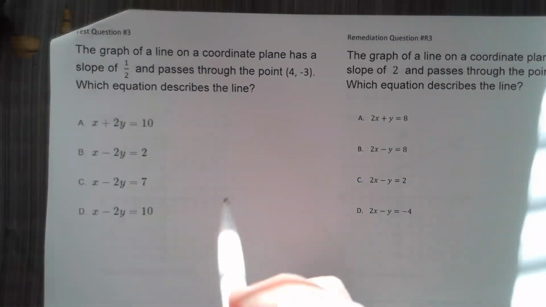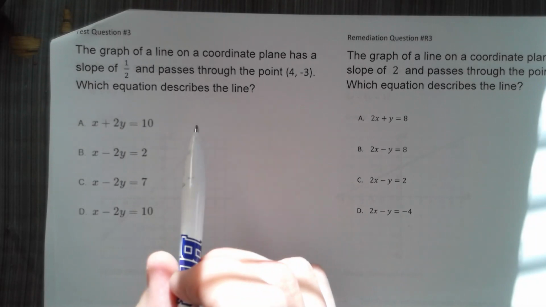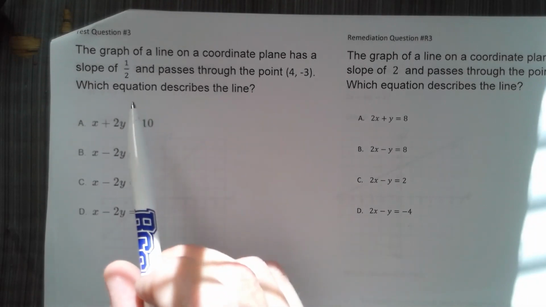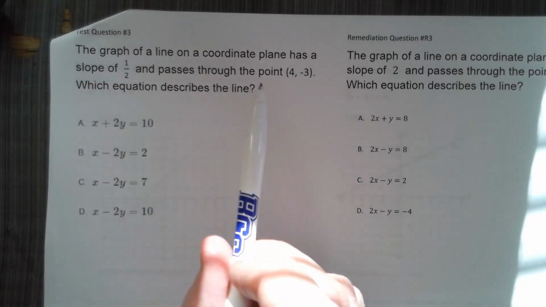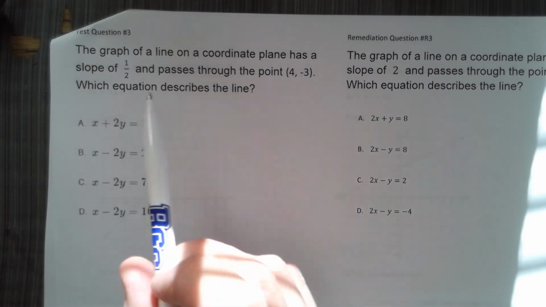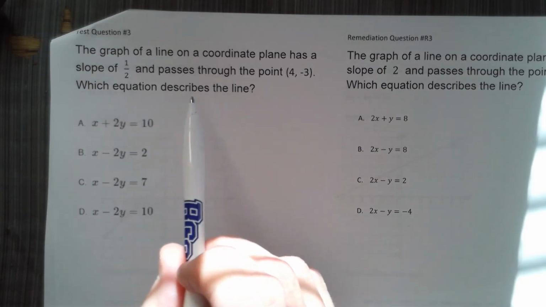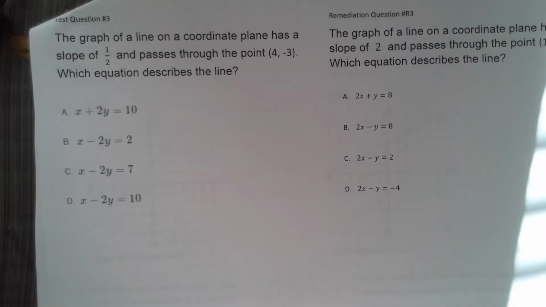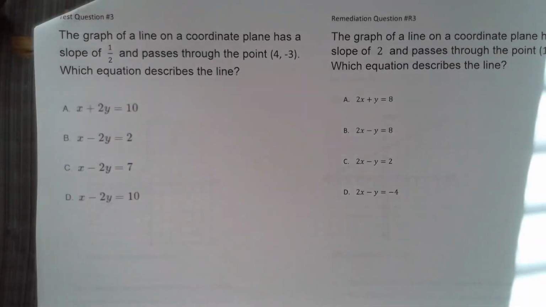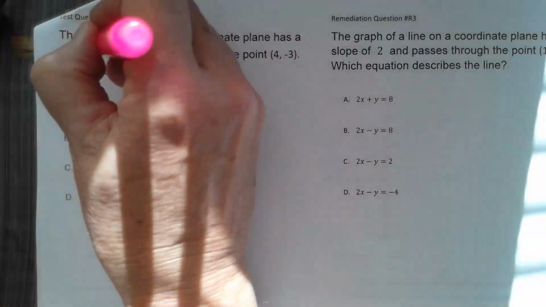All right, next most missed problem. The graph of a line on a coordinate plane has a slope of 1/2 and passes through the point (4, -3). Which equation describes the line? So the first thing we need to notice is we are trying to match, first of all, the slope.